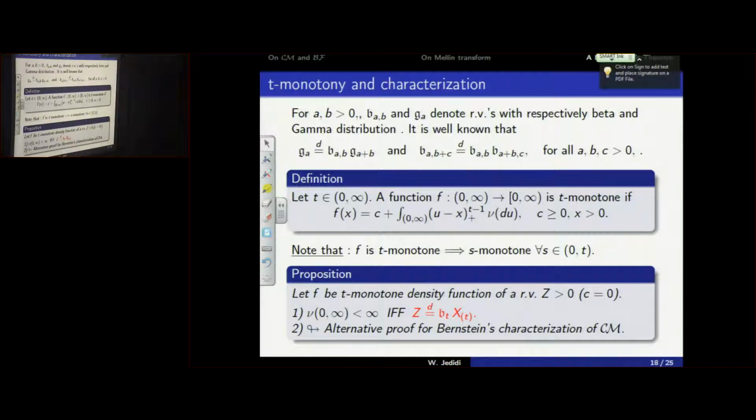Completely monotone function. Do I still have enough time? No? Maybe 5 minutes. 5 minutes, okay. I took too much time probably.